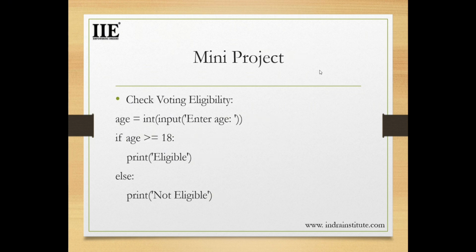Mini project. This is our mini project. It checks whether a person can vote or not. This combines user input and conditional statements. Simple and practical.